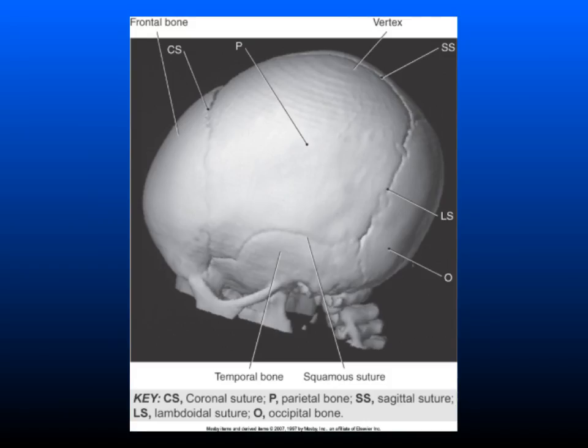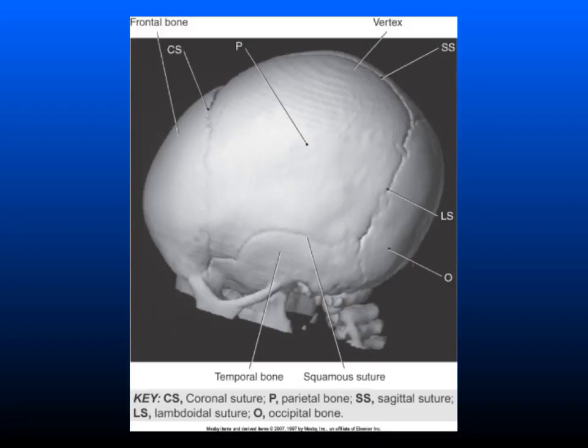Okay, so just a few more things about the cranium: sutures and fontanelles. Those are the two things that we'll talk about. Sutures are basically articulations between the bones, because your skull is not all one bone. They're different bones and there are sutures in between them.